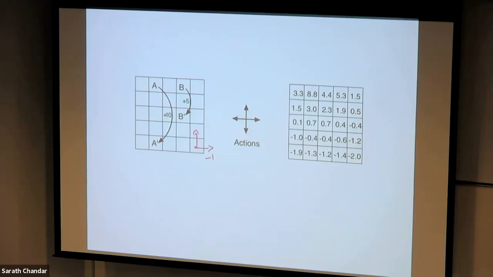But there are these 2 good states, A and B. Whenever you go to A, you take any of the 4 actions, it takes you to state A dash, and also gives you a reward of +10. Similarly, whenever you reach B, you take any action you want, it will take you to B dash and gives you a reward of +5.